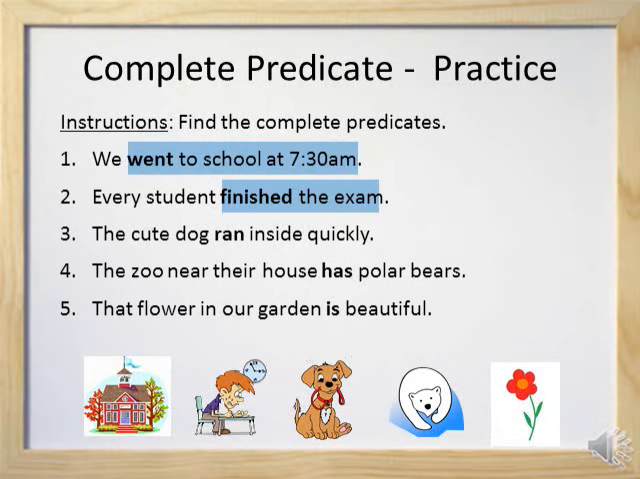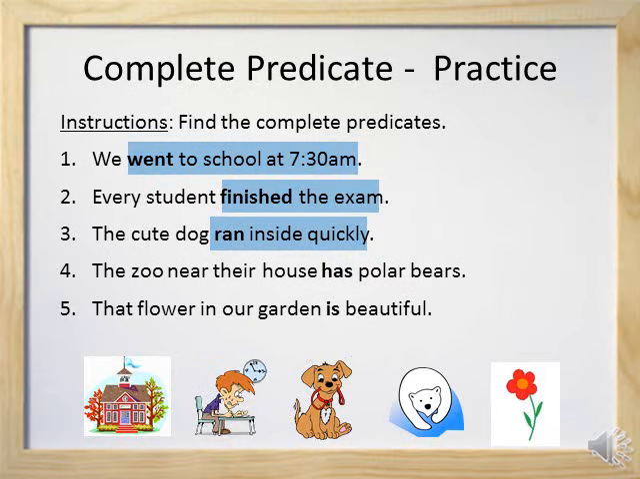Number 3. The cute dog ran inside quickly. Before we identify the complete predicate, let's find the simple subject. The simple subject of this sentence is dog. So we need to ask, what did the dog do? Or what action did the dog do in this sentence? It ran inside quickly. Ran inside quickly is the complete predicate, and the simple predicate is just the verb ran.